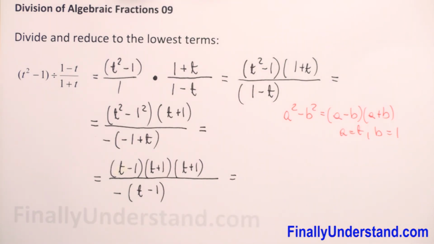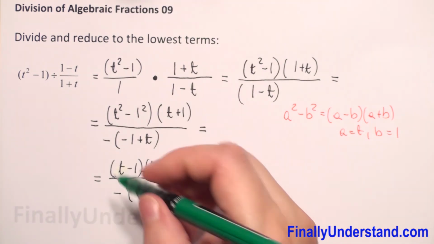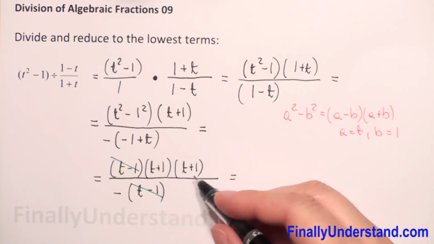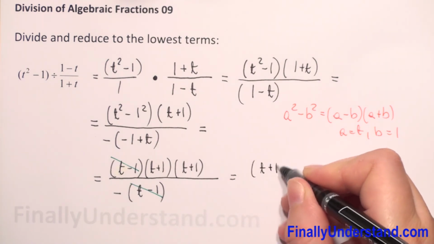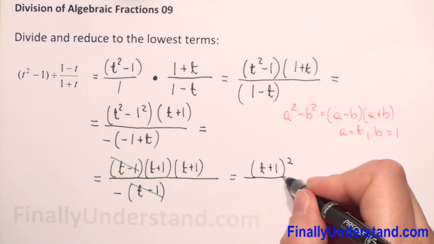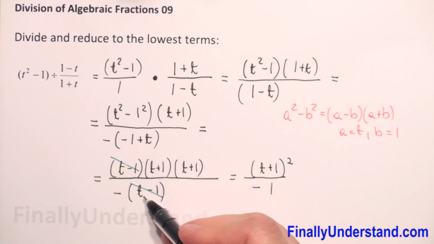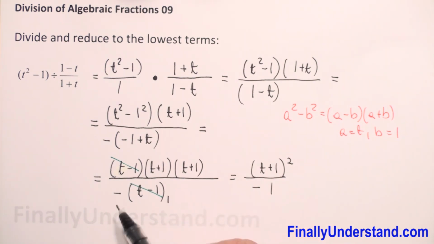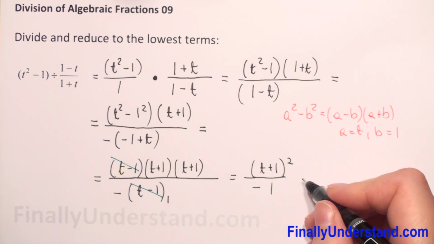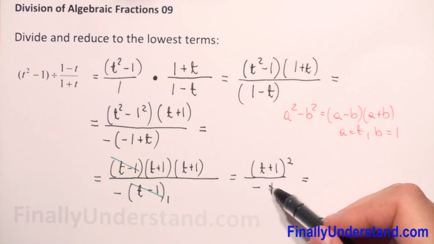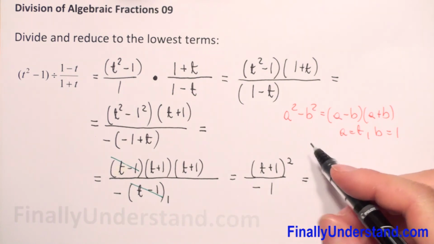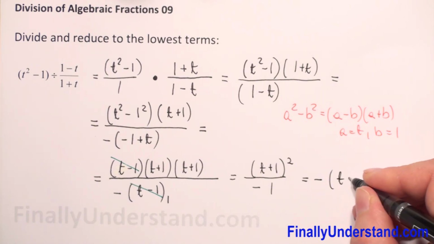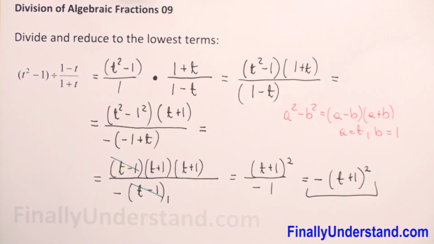Now we can reduce t minus 1 with t minus 1. So we have in the numerator t plus 1 times t plus 1, so this is t plus 1 to the second power, and we have over negative 1. Because here when we cancel out t minus 1, dividing t minus 1 by t minus 1 is 1. So we have negative 1 times 1 is negative 1. And now when we divide positive by negative, it will be negative, and t plus 1 to the second power divided by 1 is t plus 1 to the second power. This is my solution.